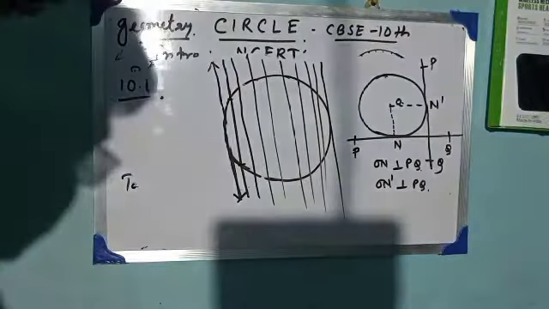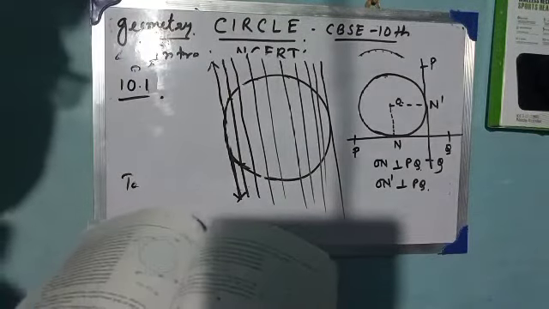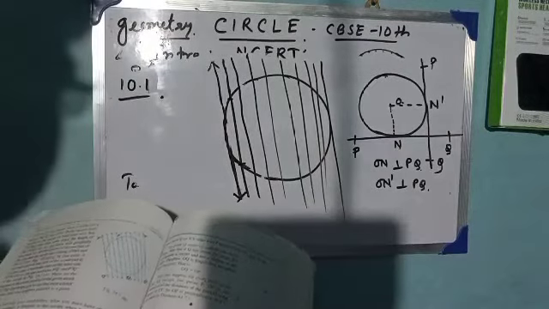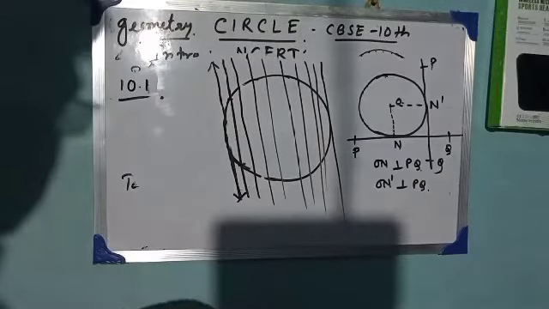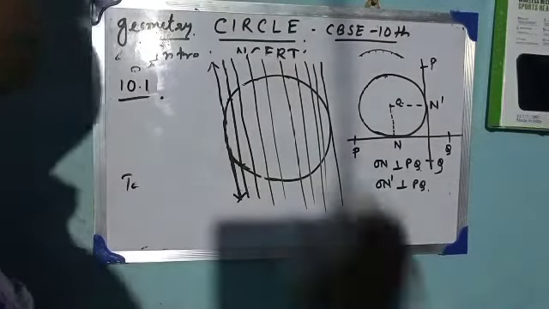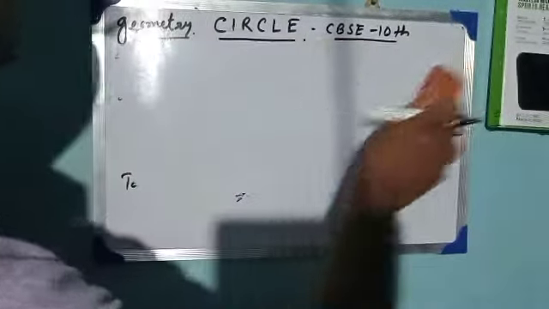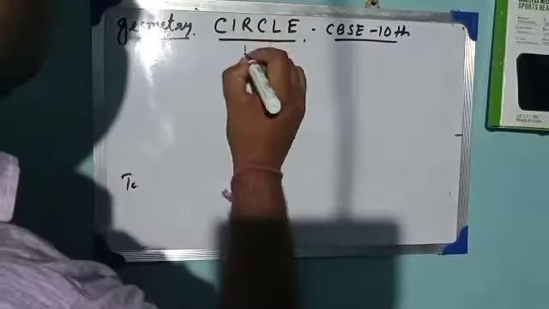Now here the proof is also given. I suggest that you go through the proof so that you will definitely understand it. It's a very easy proof. Now next come to the exercise. Exercise 10.1, related to circle. Now what is given? It's a very small exercise. Geometry 10.1.